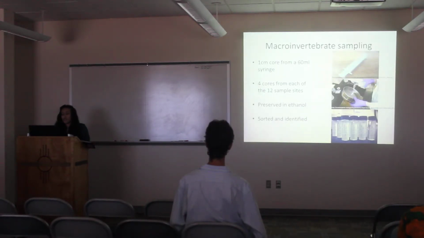For my invertebrate sampling, I used a 1 centimeter core of a 60 milliliter syringe. I inserted it into the riverbed and took 4 cores from each of my 12 sample sites. I preserved the sample in ethanol, and later in the lab, I sifted through it, sorted, and identified it. All of my macroinvertebrates were identified to family.